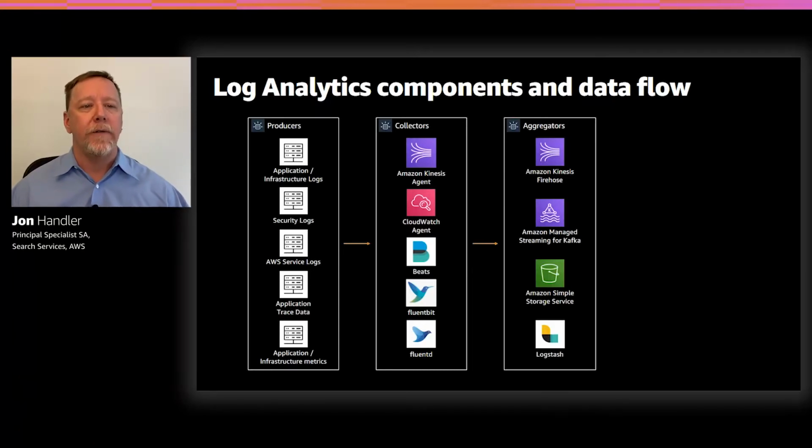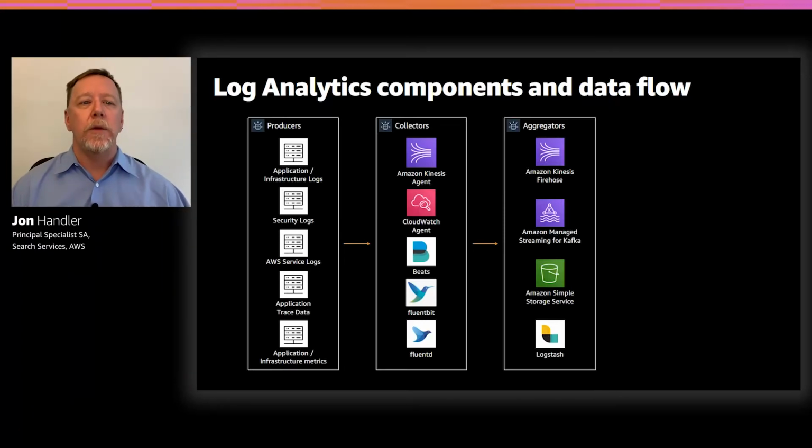Kinesis Data Firehose can deliver directly to Amazon Elasticsearch Service. We have managed streaming for Kafka. Kafka is a very common tool that's used whether it's the managed service or whether it's a self-managed Kafka. That's a common way to bring data forward. We often use S3 as a kind of queue, if you will. So the collectors can push data to an S3 bucket, and then you can pick it up from there with, for instance, Logstash. Logstash is an open source tool that is a streaming ETL on top of log data. So Logstash is a very common component in this tool chain.